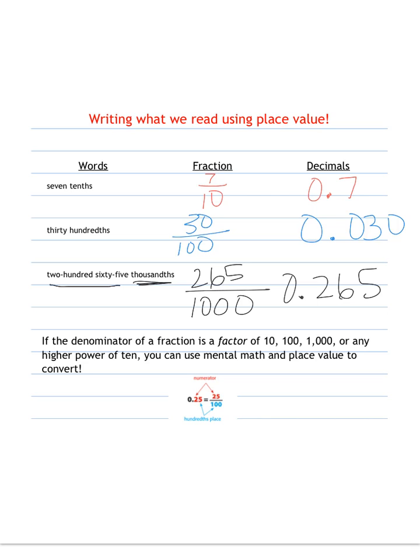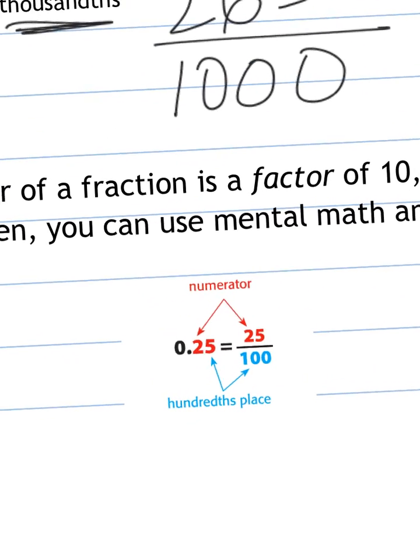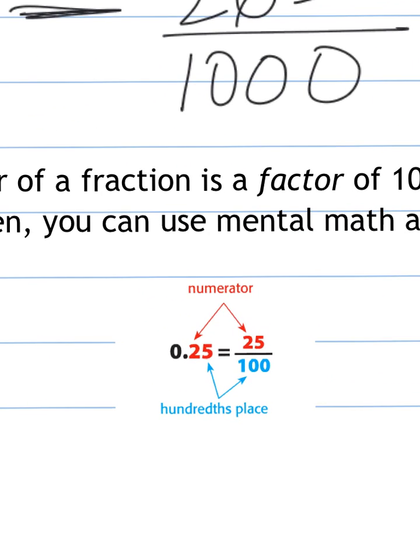Now, if the denominator, the bottom number of a fraction, is a factor or a number that can multiply into 10, 100, or 1,000, or any higher power of 10, so 10,000, 100,000, so on and so forth, you can use mental math and place value to convert. Okay? And this little picture here is just showing us what we talked about. Our 25 hundredths goes into the numerator, the hundredths place goes into our denominator.